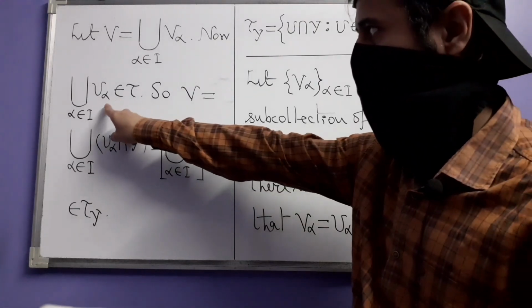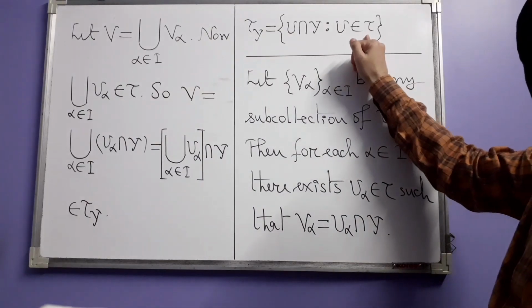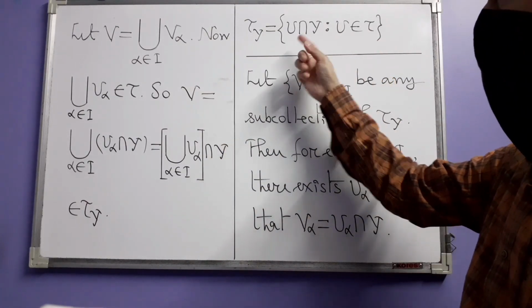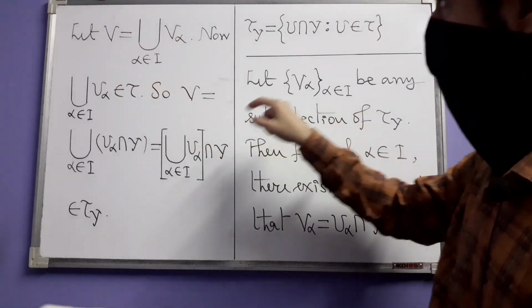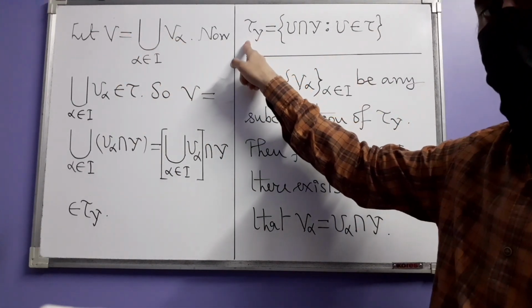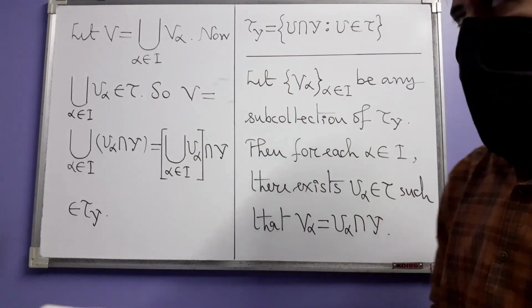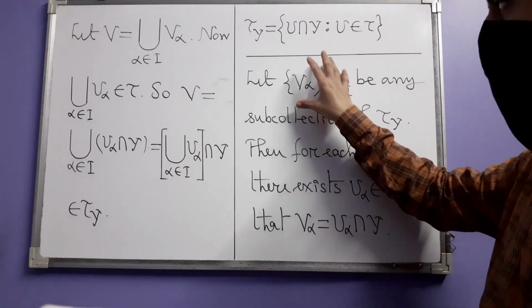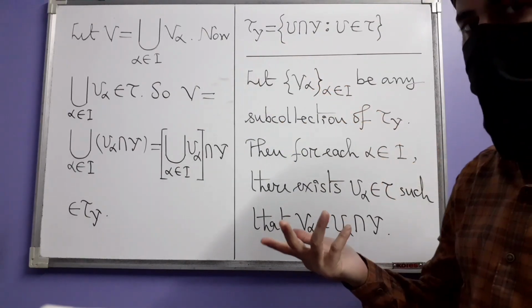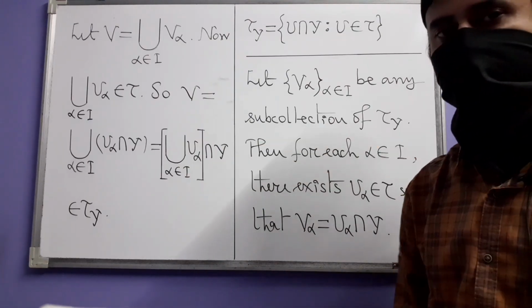And now you use this fact, because this set after all is in tau. So what you are looking at here is something like this, a set in tau intersection Y. So by the definition of the collection tau_Y, this is in tau_Y, that is, V is in tau_Y. So we have proved that the union of any subcollection of tau_Y, meaning the union of the elements in any subcollection of tau_Y, is in tau_Y.